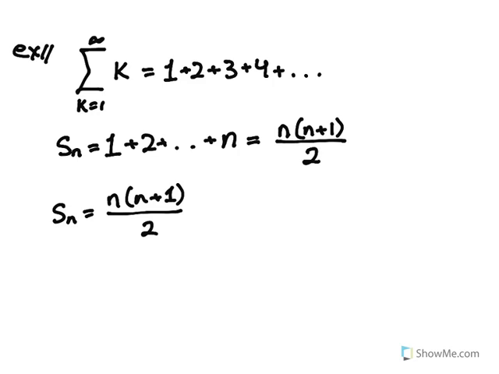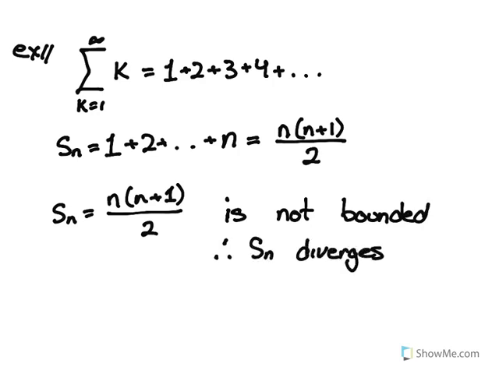So therefore, S_n is not bounded. Therefore, S_n diverges. So by the definition of a divergent series, the series also diverges. And this should come as no surprise, because if we add up all the natural numbers, we will obviously get infinity, and therefore it diverges. It does not have a finite value. Okay, let's look at another example.